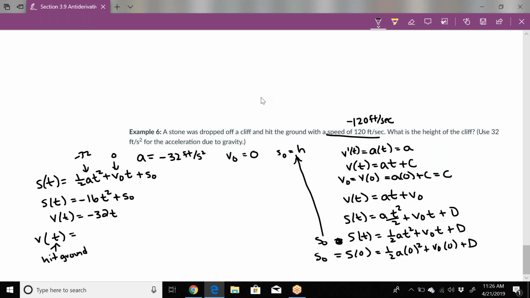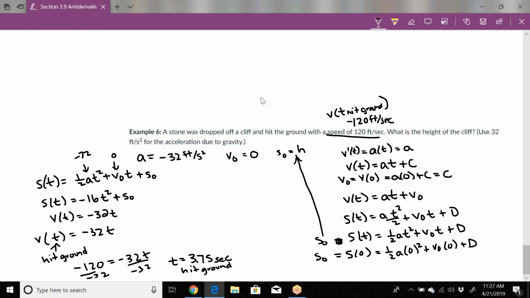So when we plug this in for v of t, because that's what this is, v of hit ground time, then we're going to have that negative 120 is negative 32t. We divide by negative 32, and it looks like our cliff drop took us 3.75 seconds. I worked that out on my calculator earlier. So this is when it hit the ground. Now that's not what they asked for. They asked us for the height of the cliff, but that'll help us find the height of the cliff, because we can solve now when this happened.